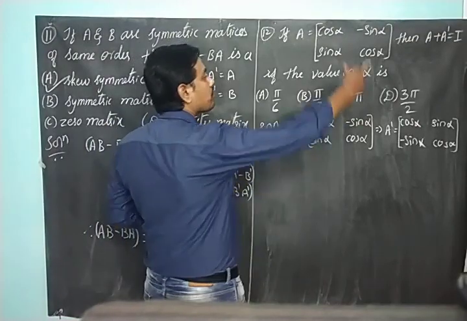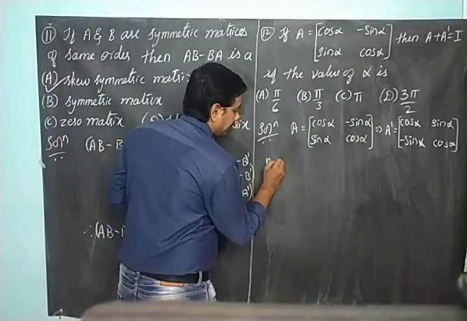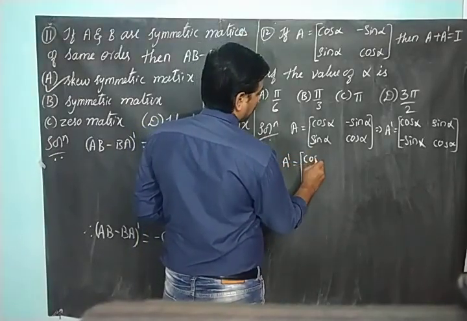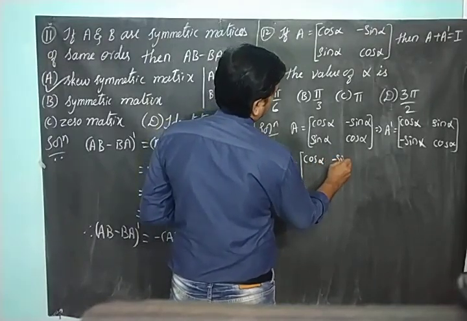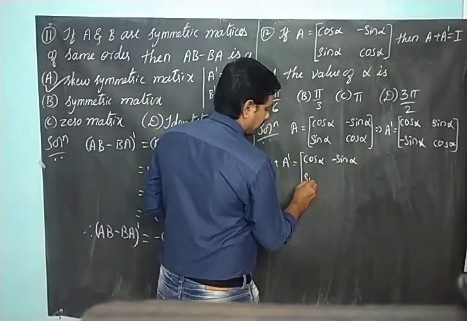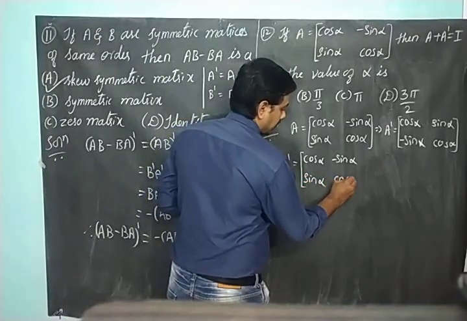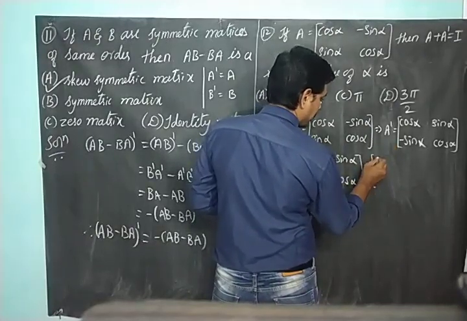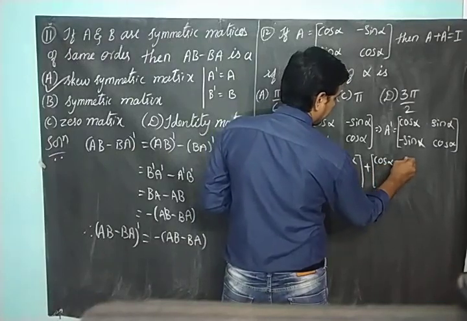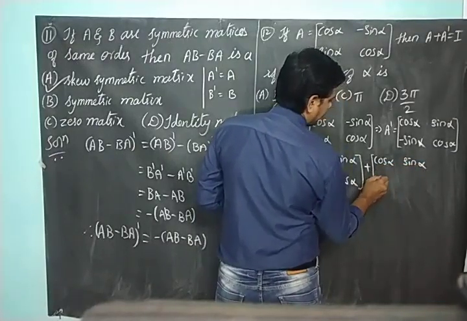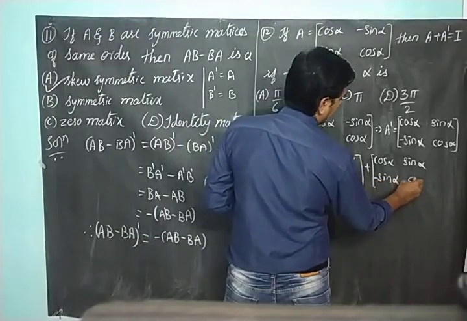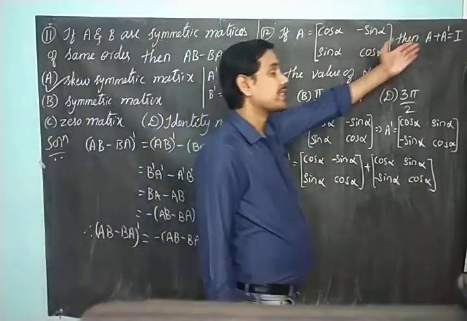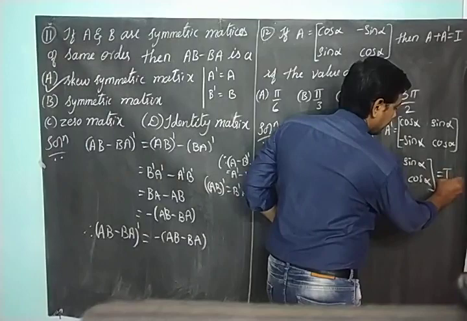Now the given condition is A plus A transpose is equal to I. But what is A plus A transpose? It is cos alpha, minus sin alpha, sin alpha, cos alpha, plus A transpose, which is cos alpha, sin alpha, minus sin alpha, cos alpha. This is A plus A transpose, and that will be equal to I.